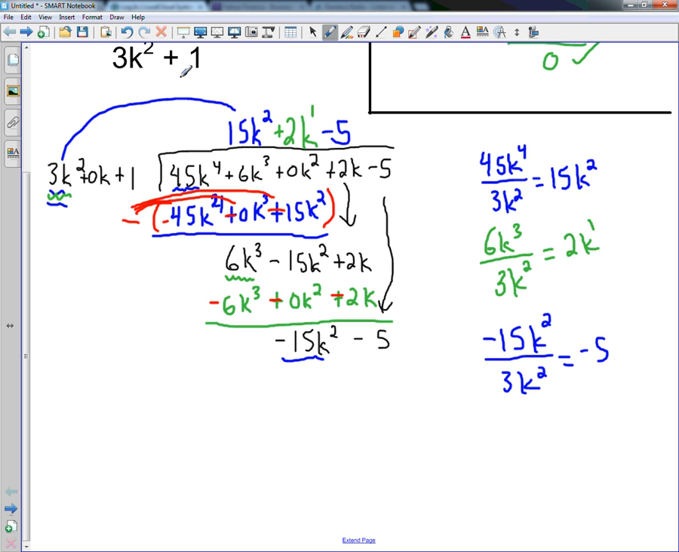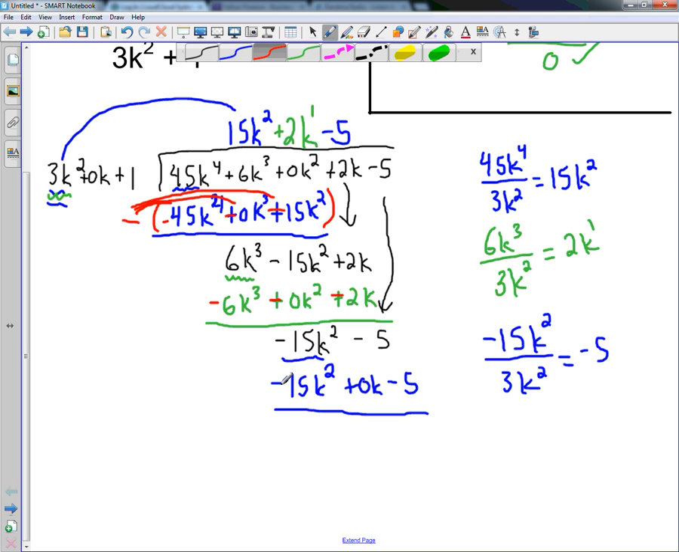Go ahead and multiply the negative 5 through, which gives me negative 15k squared plus the 0k minus 5. And then again, we're going to subtract everything, so we change the sign. So notice this one's already negative, so that means it would become a positive. This one becomes a negative, and that would become a positive. Well, negative 15k squared plus 15k squared reduces to 0. And negative 5 plus 5 gives me 0.